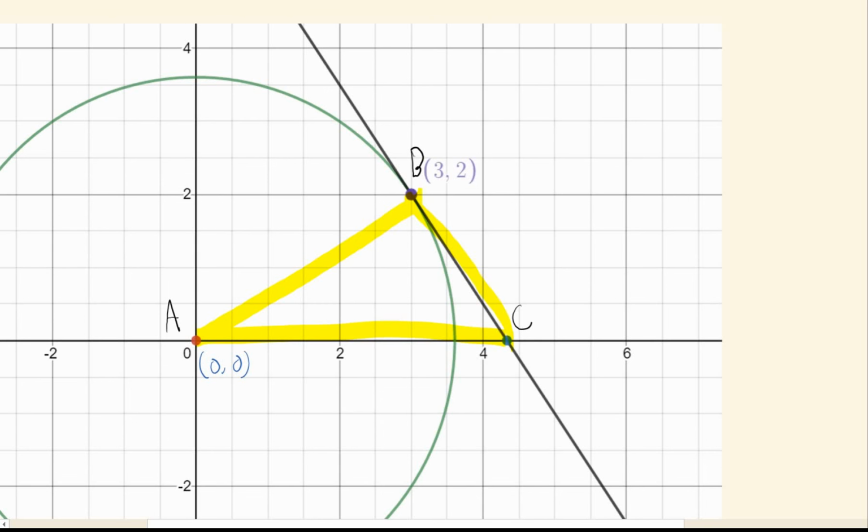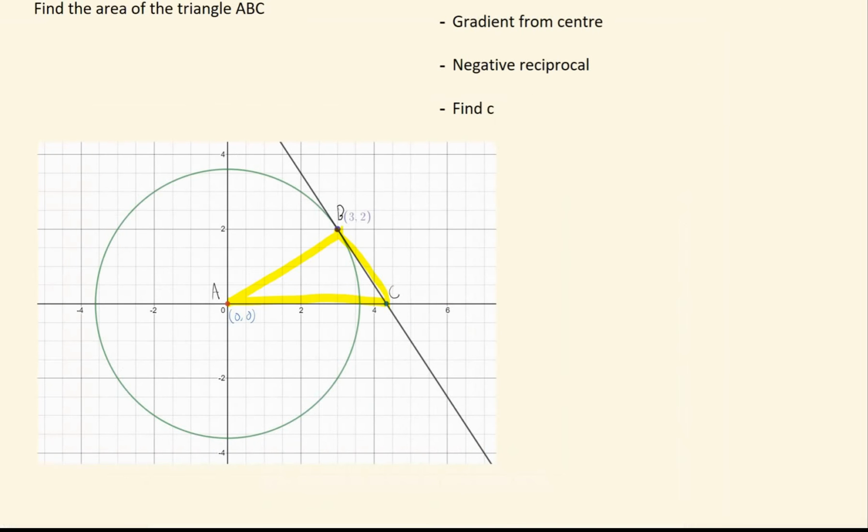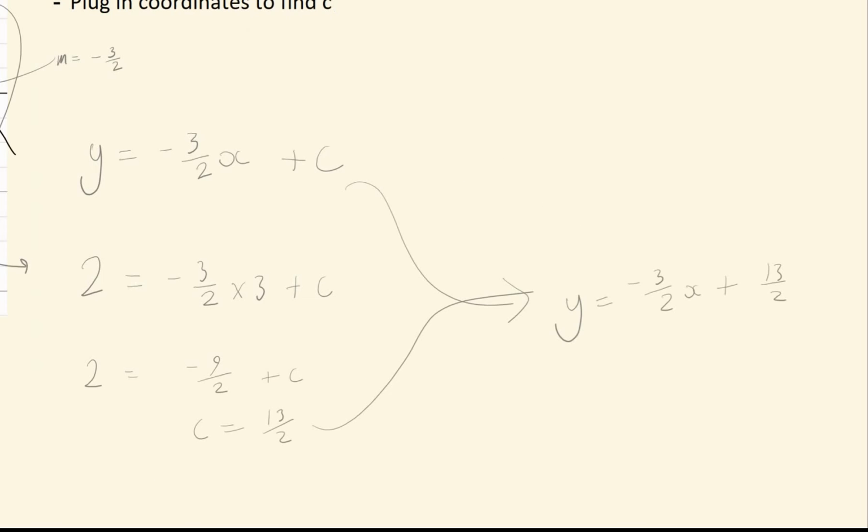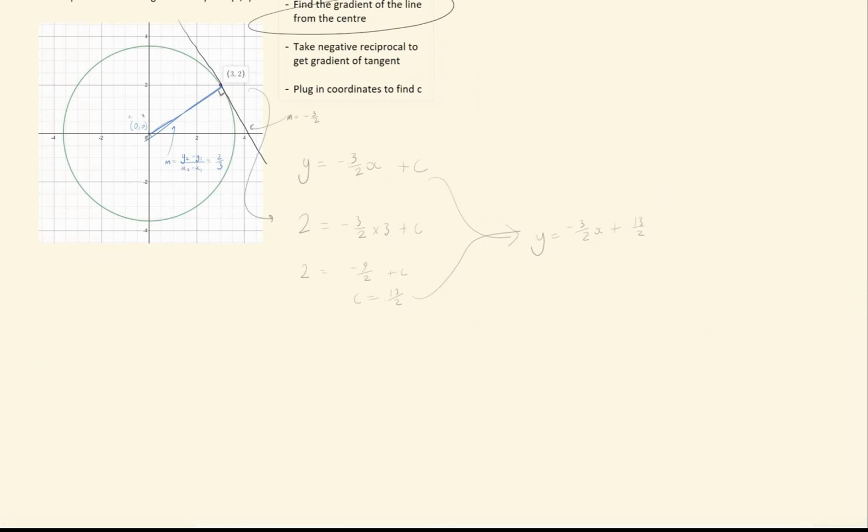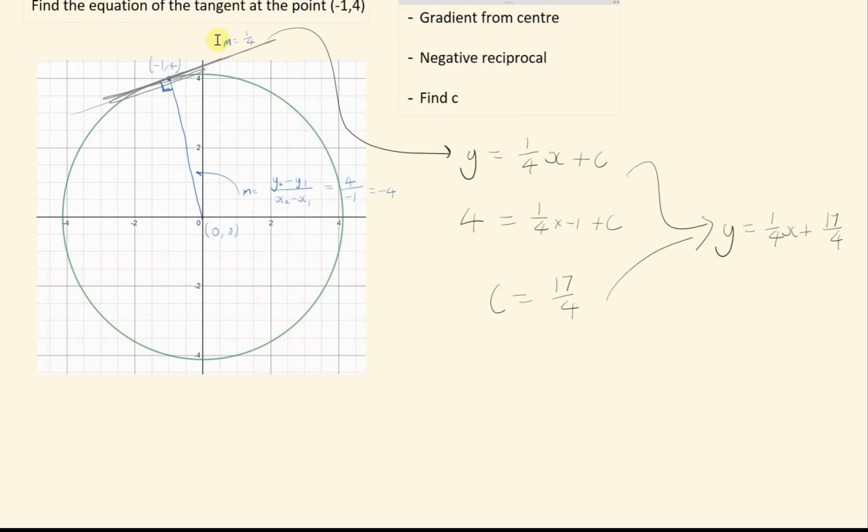And C we don't know. C we're going to work out. We can do that using the exact same steps as before. So first you find the equation of the line. In actual fact we did this for this equation here, so it's the same question. And here the equation of this line is y equals minus 3x plus 13 over 2.